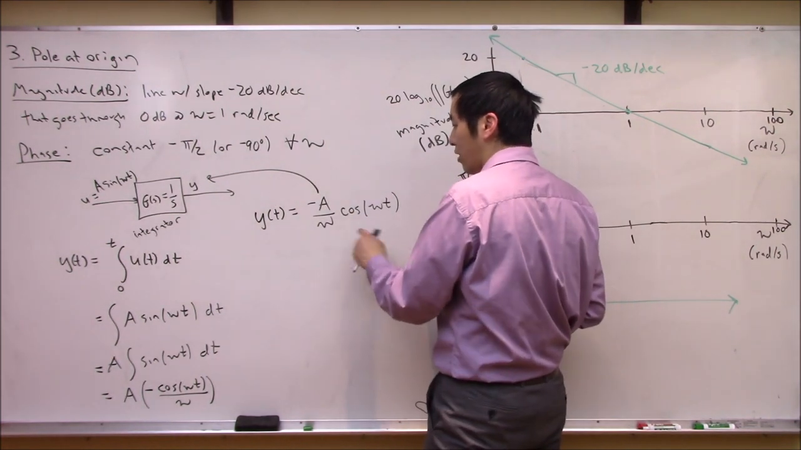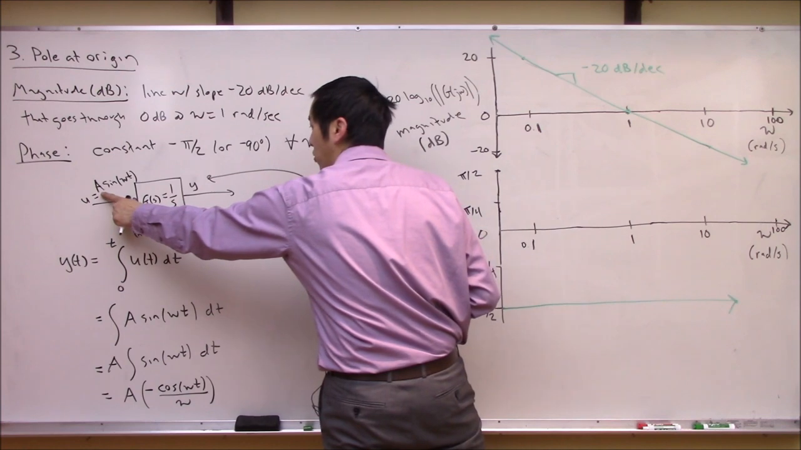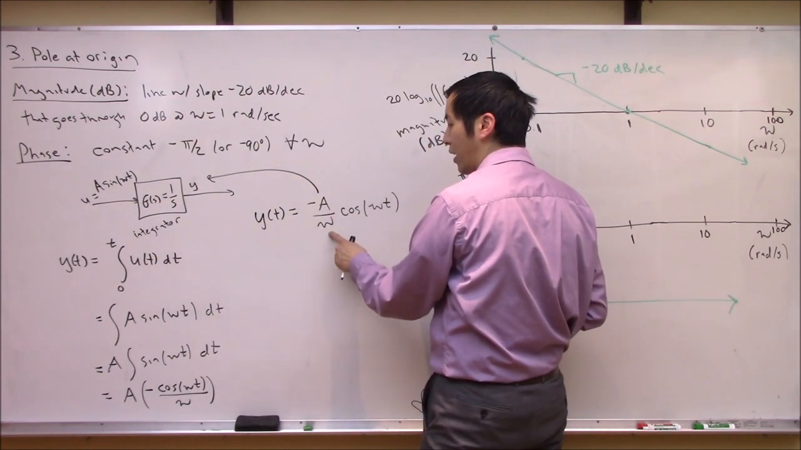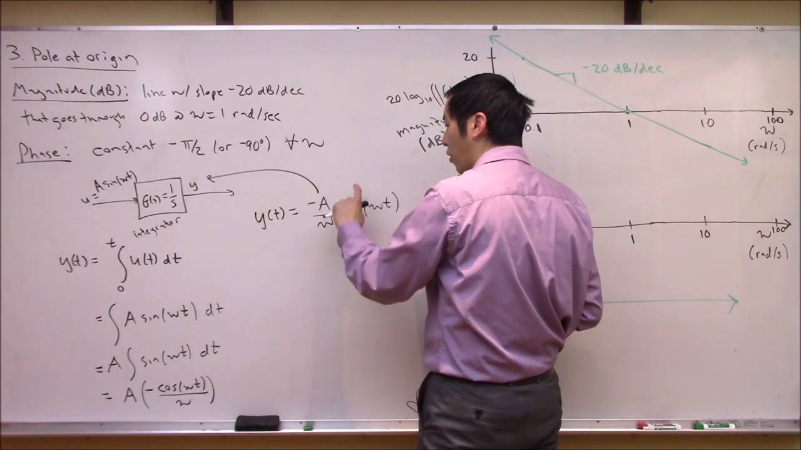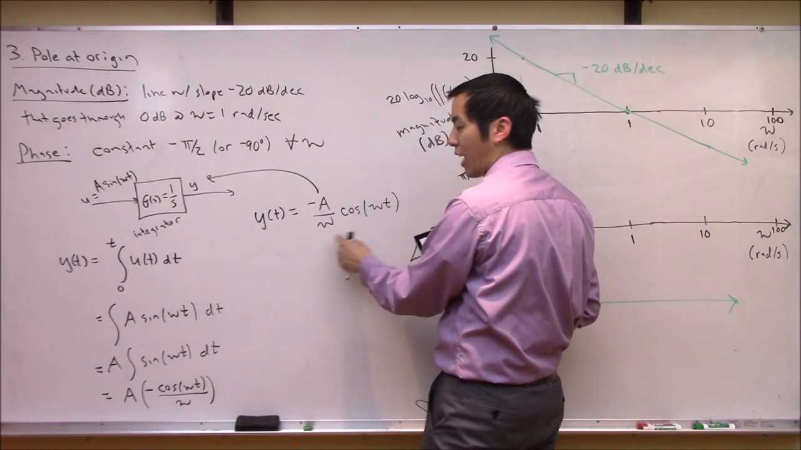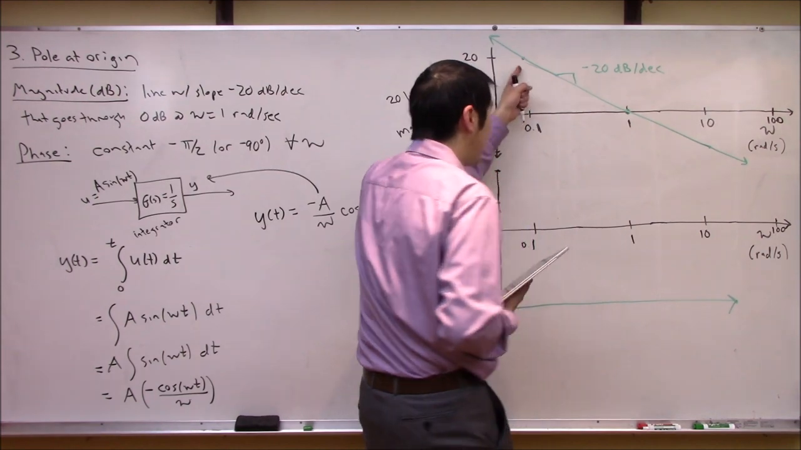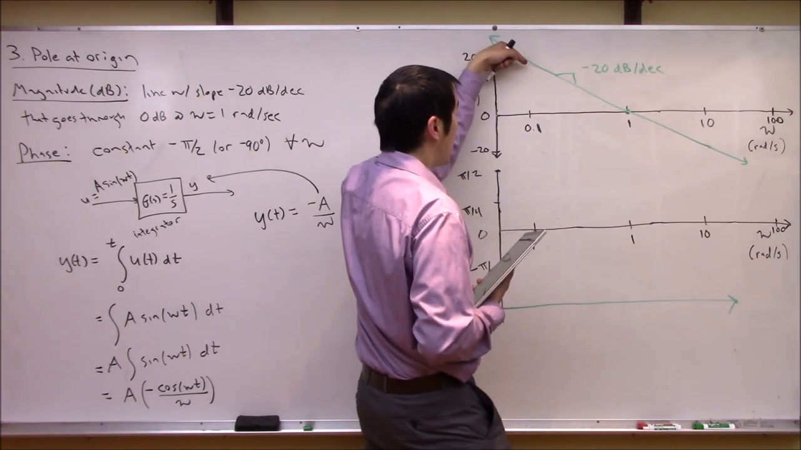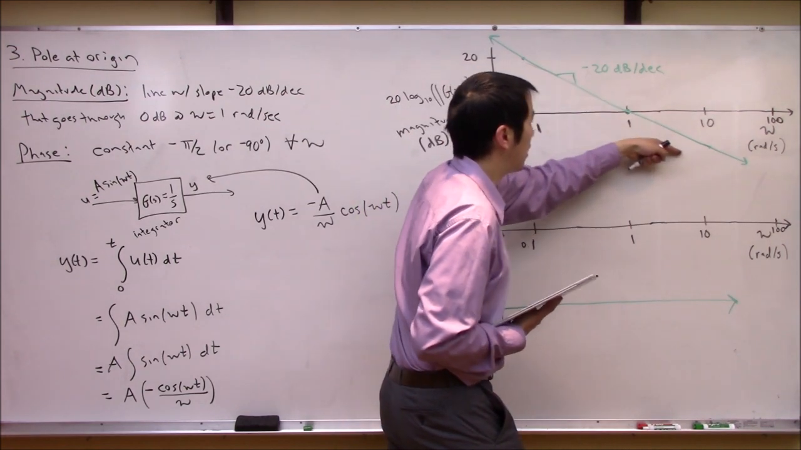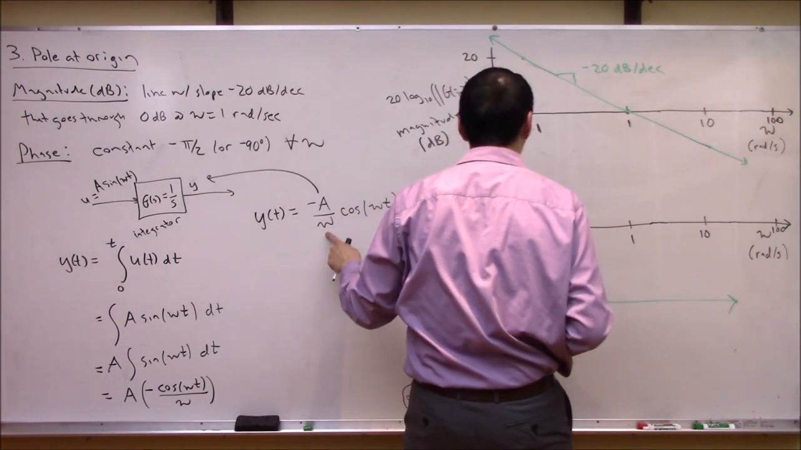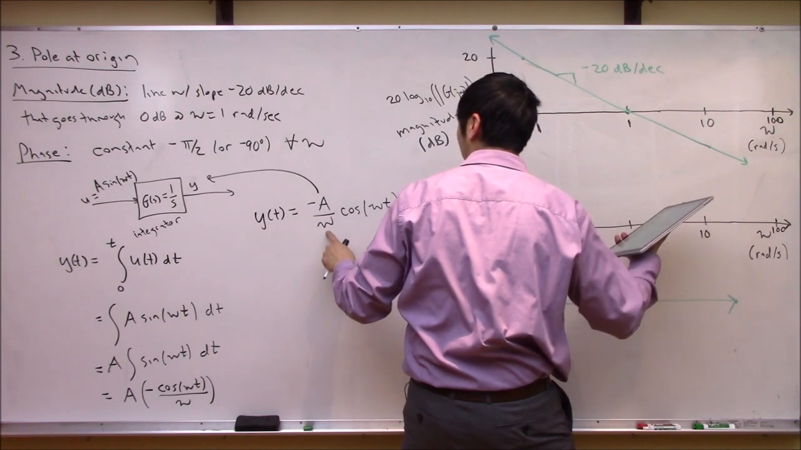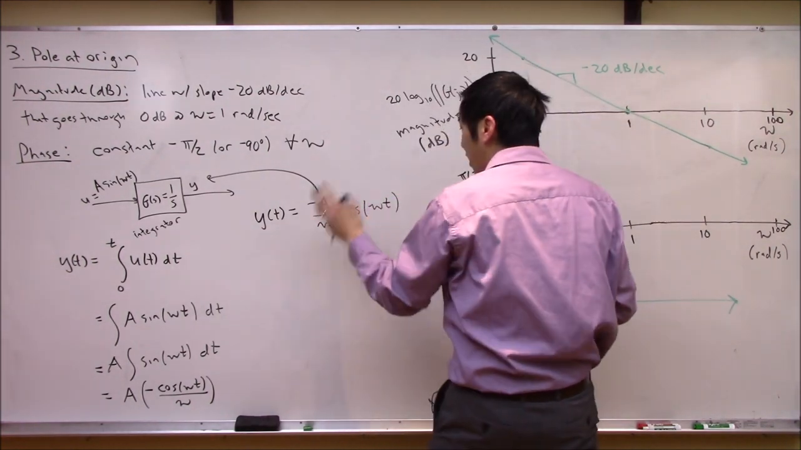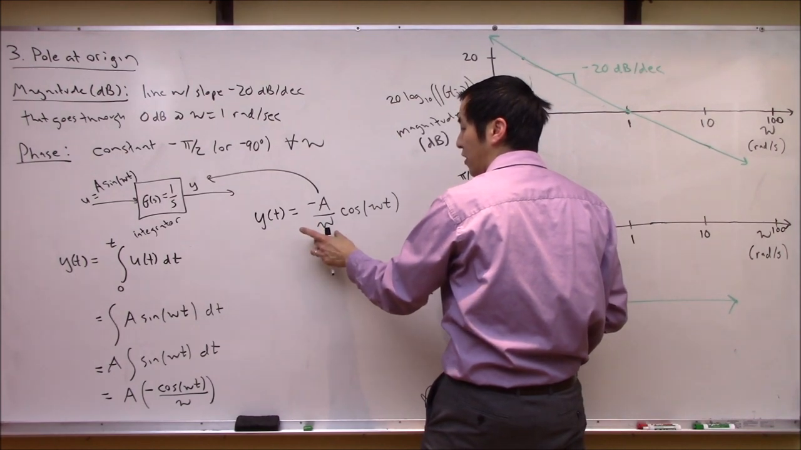So look at this. You put in a sine wave of magnitude A, you get out a sine wave of magnitude A over omega here, right? So the cosine wave starts shrinking as omega increases. Isn't that exactly what this Bode plot is telling you? As omega increases, the output just starts going down and down. Well, I guess as long as omega is greater than one. If omega is less than one, the cosine wave gets bigger here. So again, this makes perfectly good physical sense.